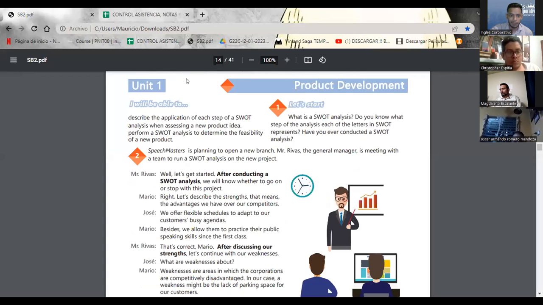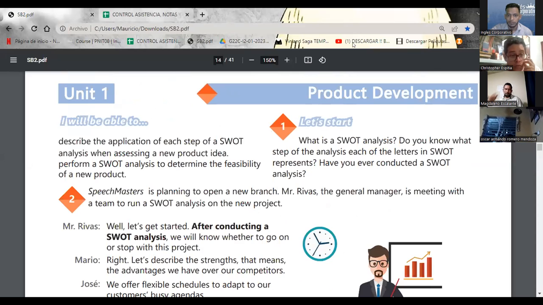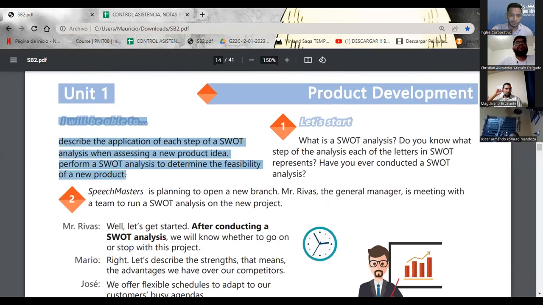On page number 14, we're going to learn about SWOT, okay? Guys, are you there on page number 14? Do you see my book? Yes, teacher. Very good. Today's objective is this one. I will be able to describe the application of each step of a SWOT analysis when assessing a new product idea. Perform a SWOT analysis to determine the feasibility of a new product. That is our objective.